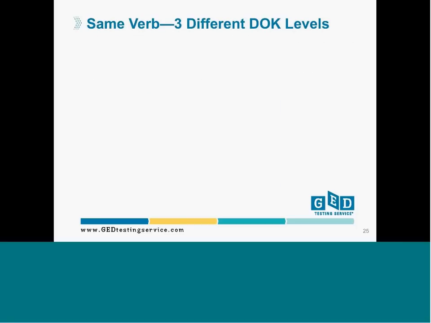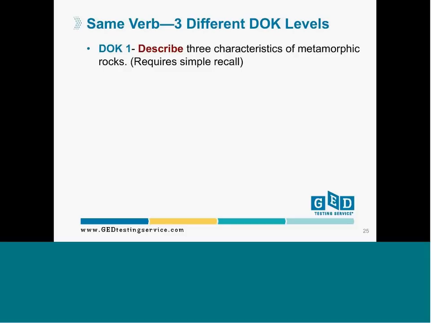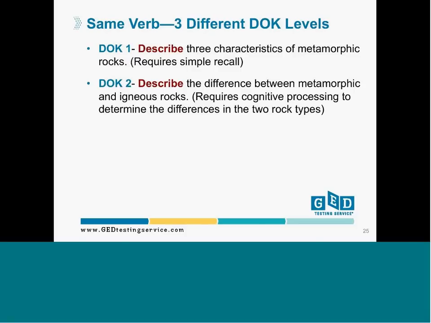In fact, let's take a look at the verb and the different DOK levels. Take the verb describe. DOK 1, which of course is recall: I'm going to say, describe 3 characteristics of metamorphic rocks. Not complex. All students have to do is click it from the back of their mind. Simple recall. But I can use that same verb at the DOK 2 level, and I can say, describe the difference between metamorphic and igneous rocks. Again, it takes a more complex process because the student has to recall the information and then compare and contrast to identify differences. DOK 2.